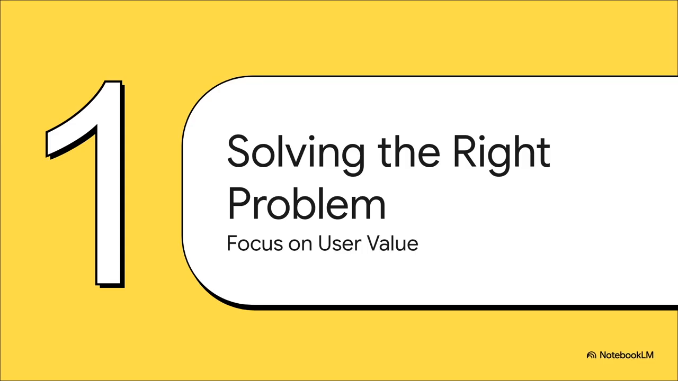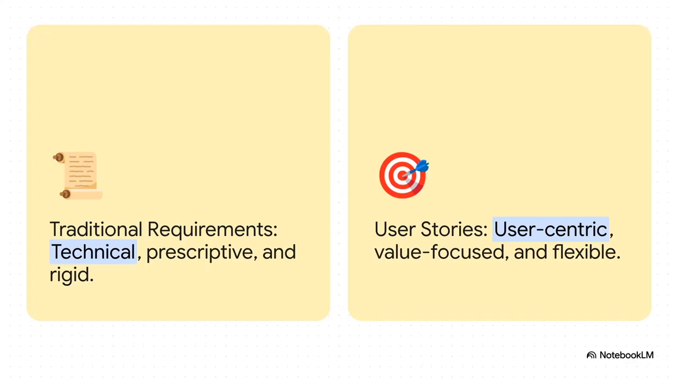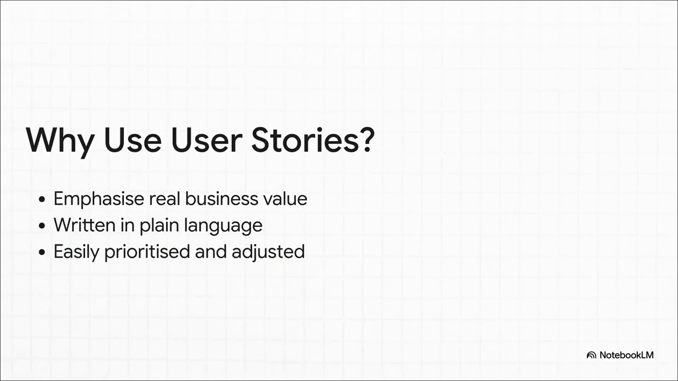They're such a powerful tool because they completely change the conversation from being about technical specs to being all about user value. And you can see that shift in thinking right here. The old way, with traditional requirements, was super technical and prescriptive. It would literally tell developers how to build something. User stories, they just flip that whole script. By focusing on what the user needs, you give the team the freedom and flexibility to figure out the best way to build it.